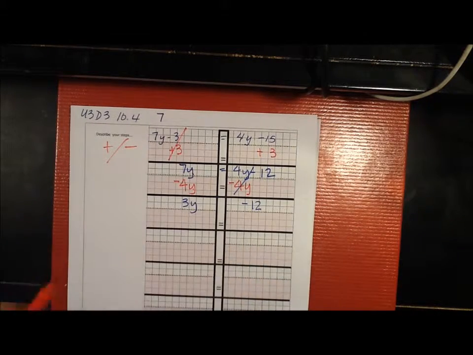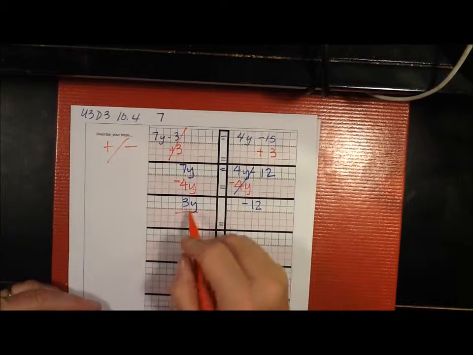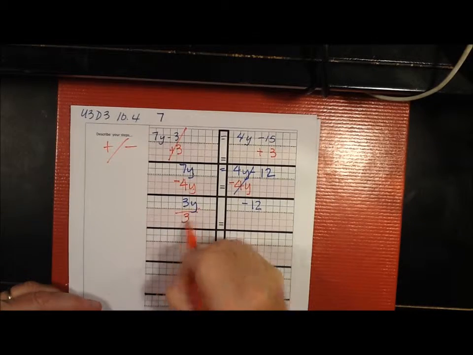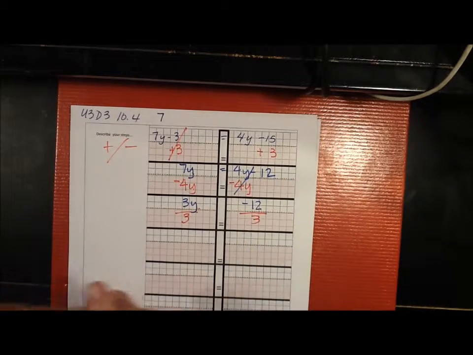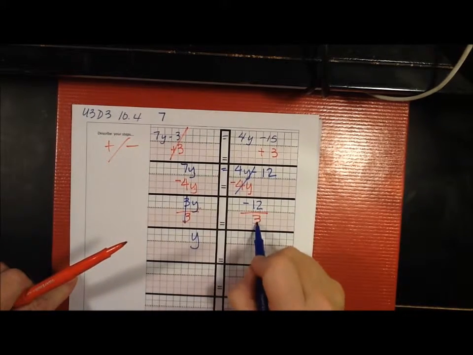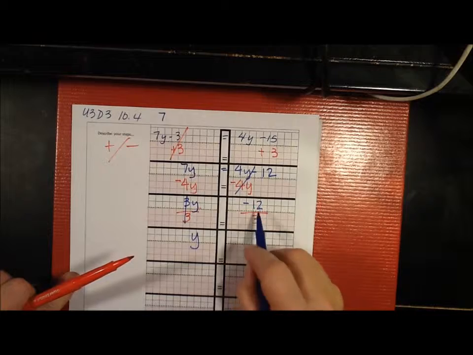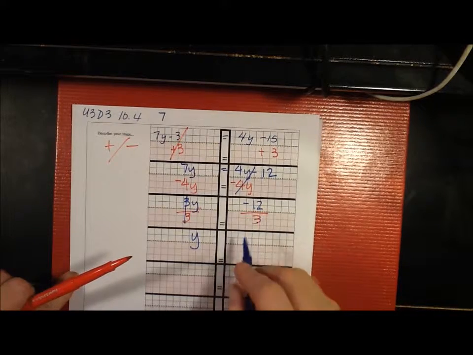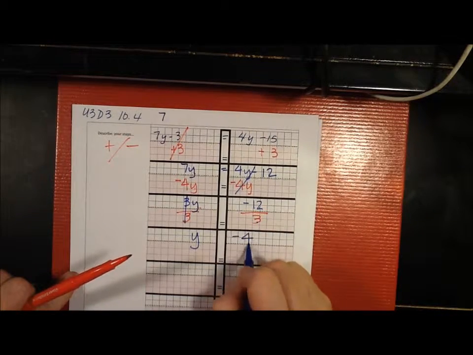Now I'm going to get rid of the 3. They're multiplying, so to undo it I have to divide. That turned into 1. That brings down the y. 3 goes into 12 4 times, but I'm using a positive and a negative, so my answer will be negative.